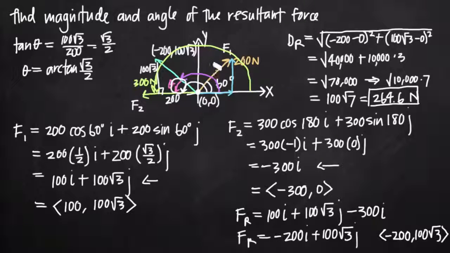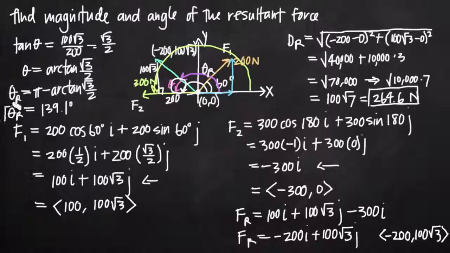We'll call this angle that we want of the resultant force theta sub r, just like we had d sub r. So theta sub r is equal to pi minus arctan of √3 over 2. If we calculate that using our calculator, we see that theta sub r, the angle between the positive direction of the x-axis and our resultant force, is approximately equal to 139.1 degrees. That's the purple angle that we were looking to find between the positive direction of the x-axis and our resultant force.